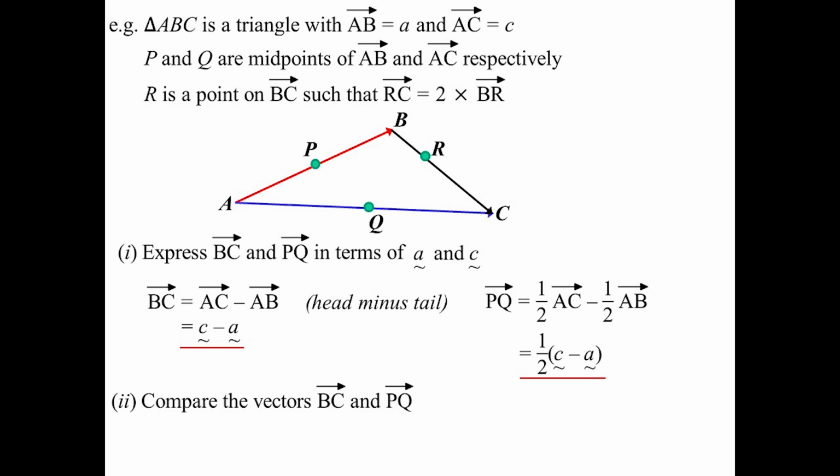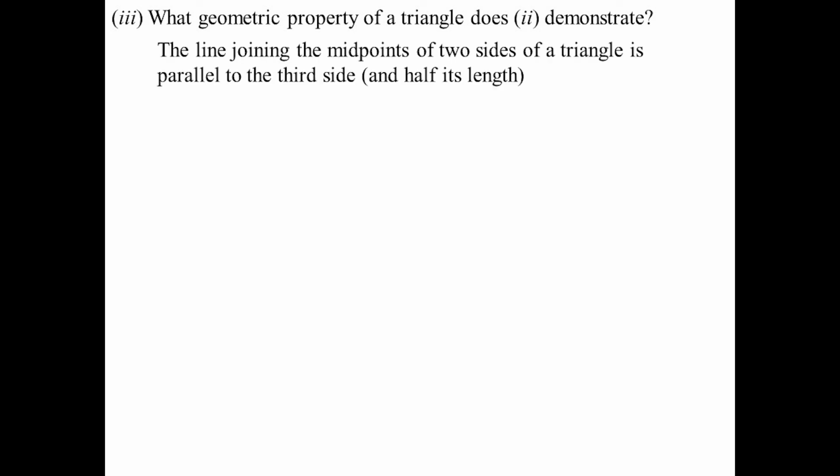Compare these two vectors. What can we tell from this? Well, we know that PQ is a half of the vector BC. Now this allows us to actually solve geometry problems using vectors rather than all the geometrical theorems. Because what property have we just demonstrated? If we join the midpoints of two sides of a triangle, it's going to be parallel to the third side. That's what we just proved, because look, we've said PQ is equal to a half of BC.